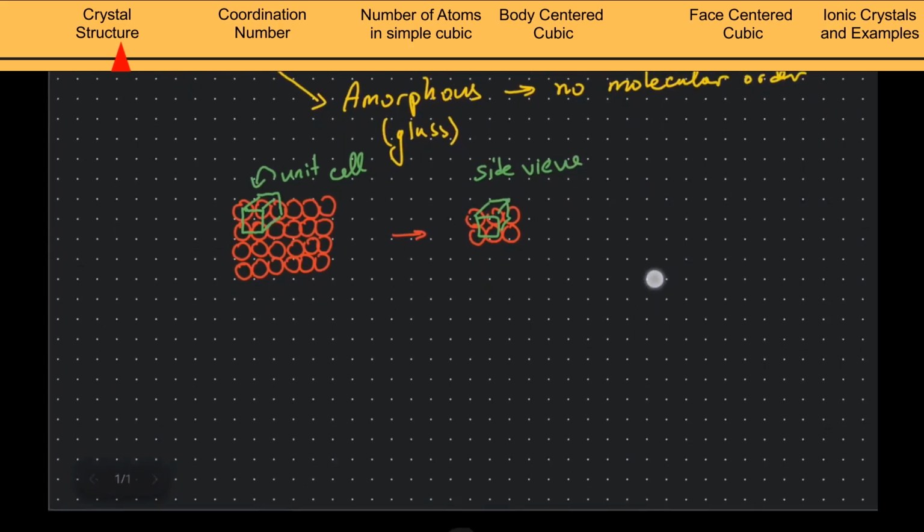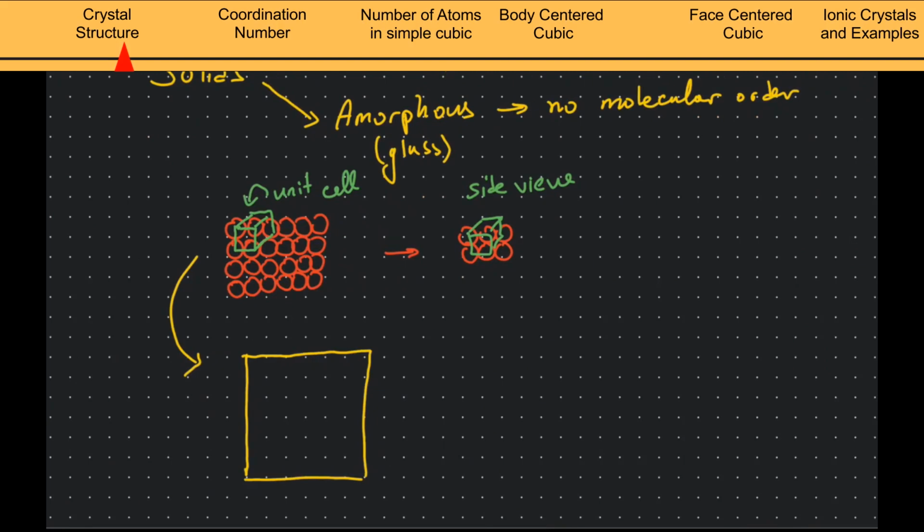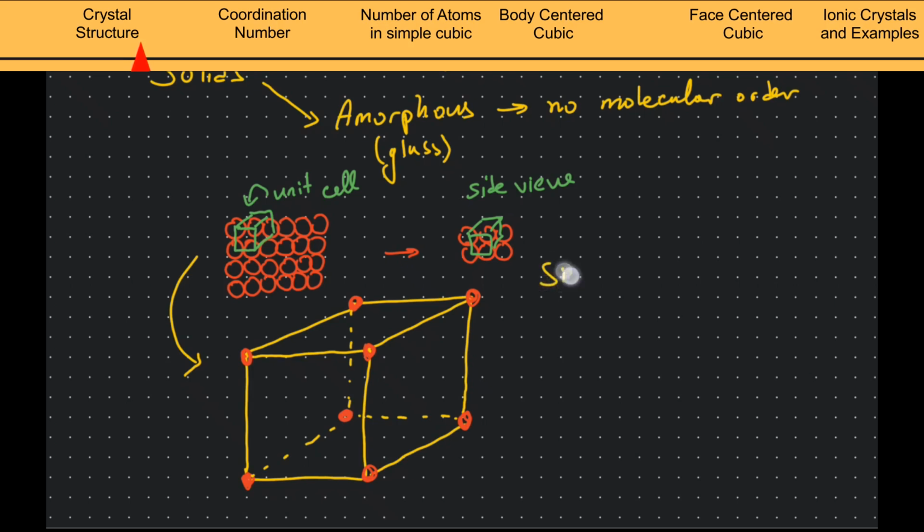So if I want to draw this unit cell bigger, atoms are at the corners. And there is also an atom that we can't see. This is the simplest representation of a unit cell, and this is the simple cubic structure. This is the simple cubic.